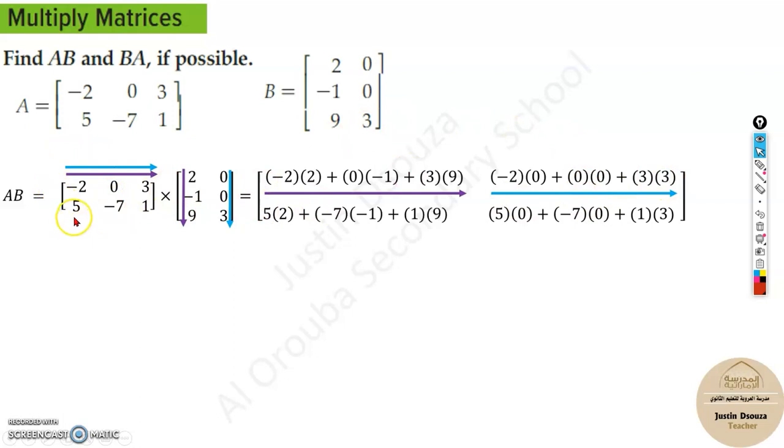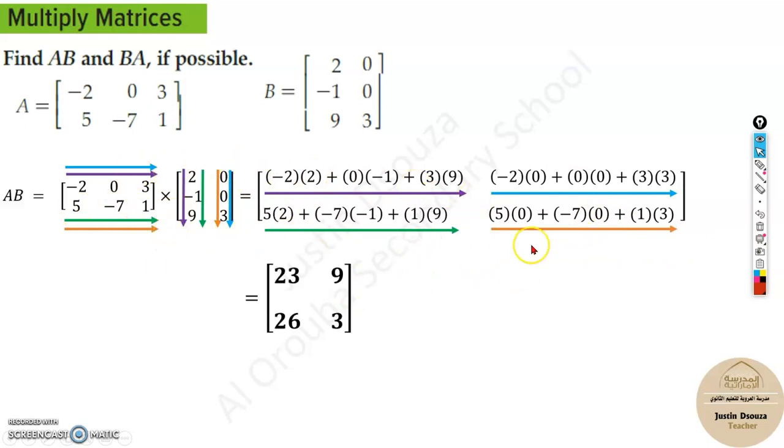Now, going to the second row, you need to multiply first with the first column, then with the second one. So this is how we multiply. Now you can see this 5 times 2 over here and so on. Same way we use it for all, and then you just add them up.